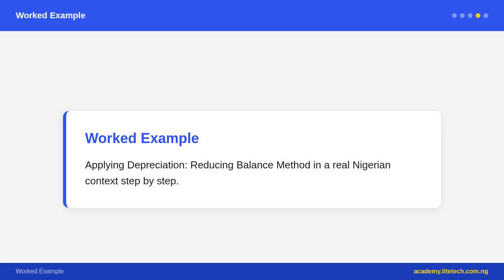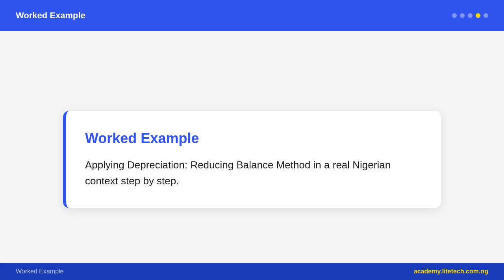Remember, reducing balance method, diminishing balance method, written down value method. Depreciation is calculated as a fixed percentage of net book value at the start of each year. Because net book value falls each year, the depreciation charge also falls each year. Formula: depreciation for year equals net book value at beginning of year x rate %, net book value equals cost price minus total accumulated depreciation to date.